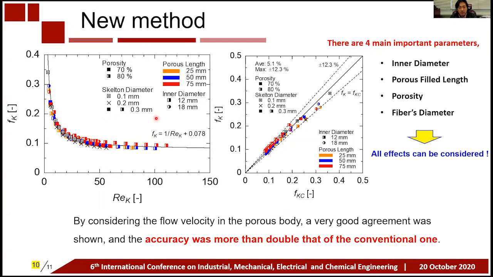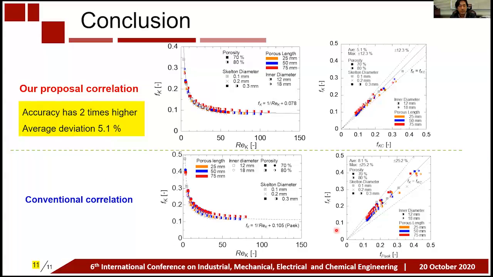The results are shown in these figures. Independent of the four important parameters, we found that experimental values have very good accuracy. By incorporating the velocity variation of the porosity, the pressure drop estimate was increased by about twice as much as before. This is the conclusion. That's all. Thank you.